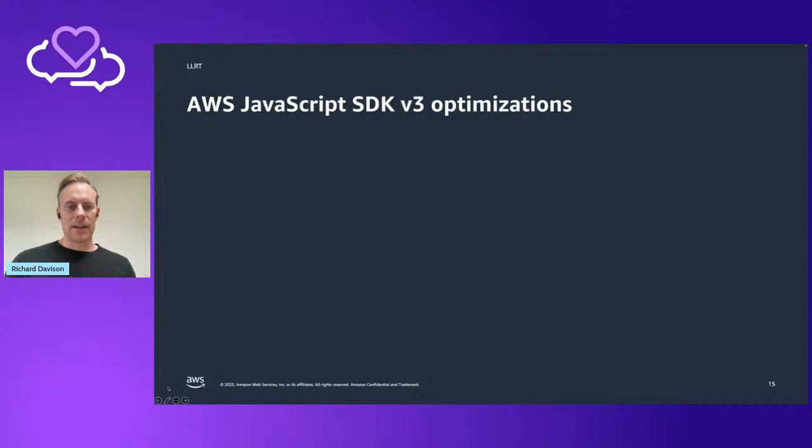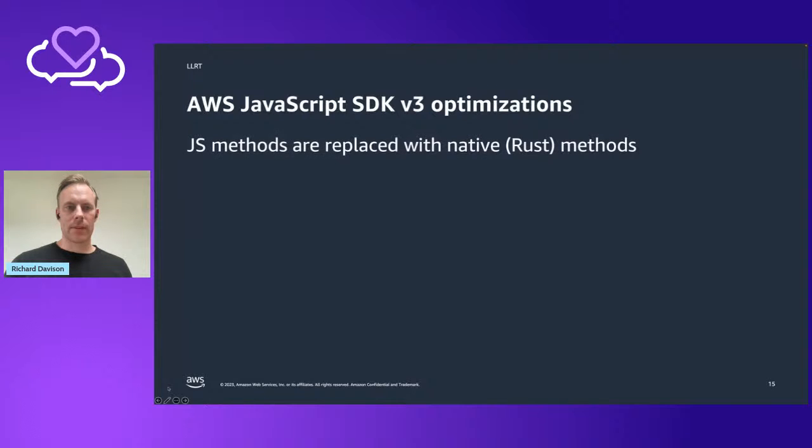Next we have the JavaScript SDK v3 optimizations that I have applied. Like I mentioned before, all JavaScript methods that I can have been replaced with native Rust methods. This means things like hashing, XML parsing, network calls, etc., are all happening in Rust. And the code in JavaScript that you execute is simply communicating with this Rust layer.